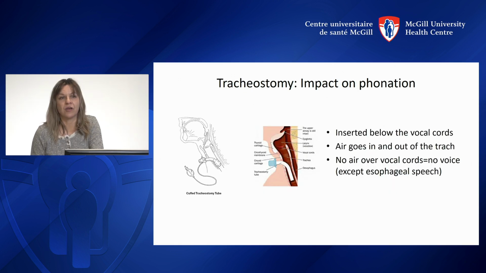What is the impact of tracheostomy on phonation? The tracheostomy tube is inserted below the vocal cords. So any air that passes through the tube is not traveling up to the vocal cords or to the mouth and articulators. It is exiting below the cords. So it goes in and out of the trach tube, and thus there is no voice production. There's a small exception, esophageal speech, where we actually use the esophagus to produce a voice, but we are not going to be covering that today.